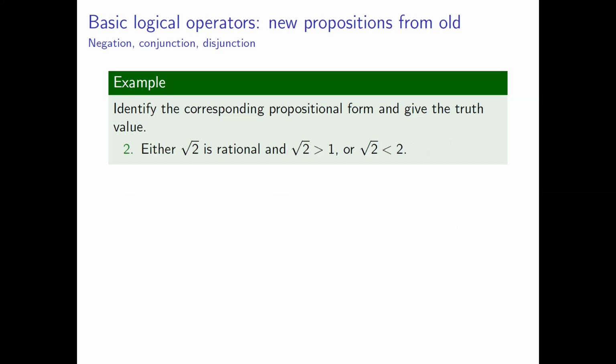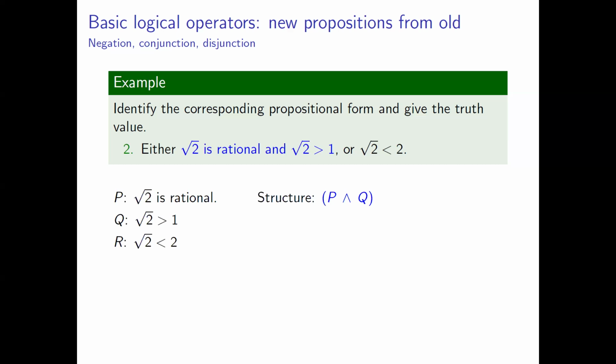Next, we have the sentence, either the square root of 2 is rational and the square root of 2 is greater than 1, or the square root of 2 is less than 2. We have the same propositions P, Q, and R as in the previous example. The first part of the sentence is the conjunction P and Q.